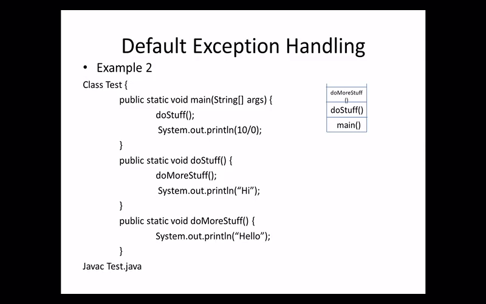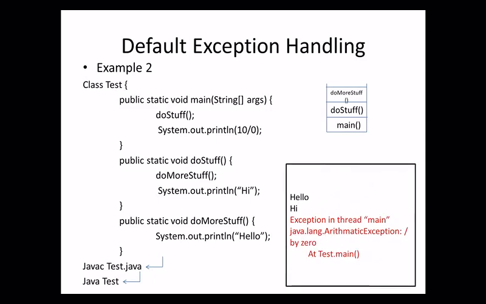So compile the program, execute the program. While we execute, this type of output we are going to get. First of all hello, after that hi, and then we'll get the exception in thread main, java.lang.ArithmeticException: divide by 0 at Test.main only. In the previous example, the 10 divided by 0 was in doMoreStuff, and we didn't have any exception handling code. But here the two methods are executed successfully, and after that the statement is having the exception. So then only we are going to get that error.